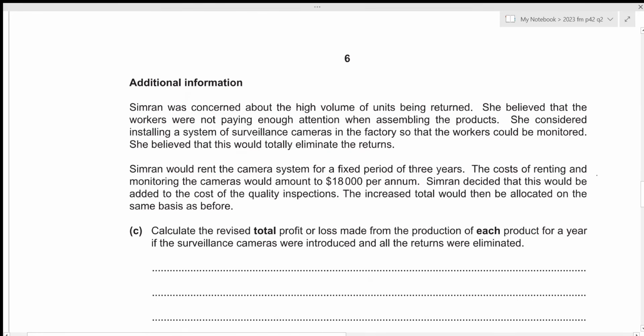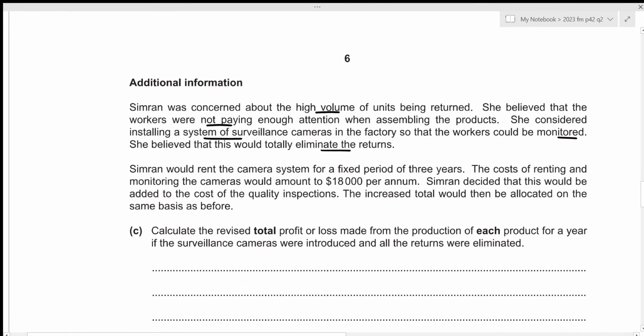Okay, we're given additional information. Now, Simran was concerned about the high volume of units being returned, and she believed that the workers were not paying enough attention when assembling the products. She considered installing a system of surveillance cameras in the factory so that the workers could be monitored, and she believed that this would totally eliminate the returns.